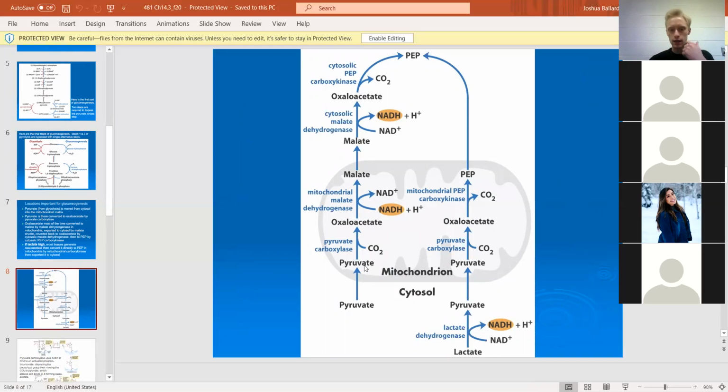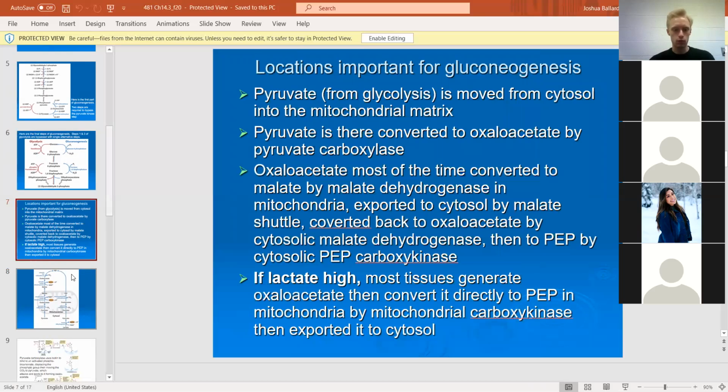Oxaloacetate is a molecule that's later involved in the citric acid cycle, but you don't have to know that for this test. I'm just giving you some context behind what oxaloacetate is. I'm going to talk briefly about the differences between those two pathways. So it's converted to oxaloacetate. Oxaloacetate is most of the time converted to malate by malate dehydrogenase, another enzyme in the mitochondria, and it's able to be exported to the cytosol by the malate shuttle.